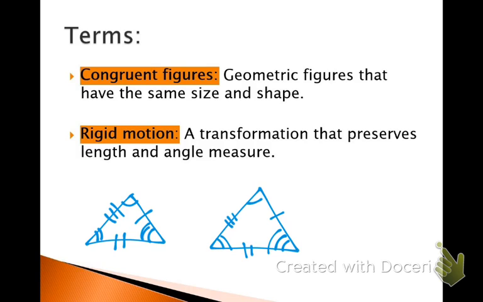You're going to learn now that you only need 3 pieces of information. And that's where the letters SAS come in. What does S stand for? A side, and then an angle, and then a side. So we'll talk about that.